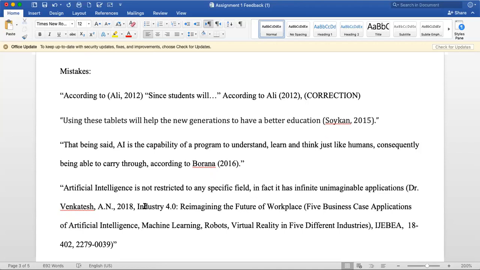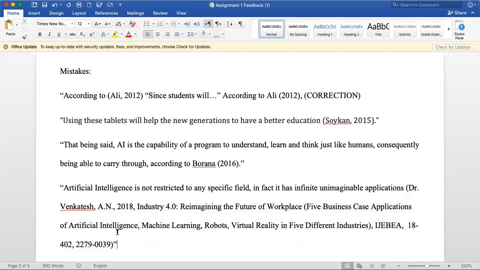Right. Let's look at this one, which was very common. "Artificial intelligence is not restricted to any specific field. In fact, it has infinite, unimaginable applications." And then doctor, whoever, and all of this. What's wrong here? What is the mistake that the student made? Can anyone tell me? I should only write the name and the date. Very good, because not all this information. This information, where does it belong, Yaminna? In the reference source page. Excellent. Yes, thank you, Habiba. It belongs to the reference list.